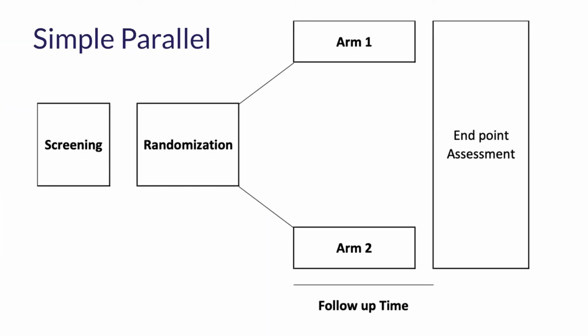So the most common design is a simple parallel design, where you have a screening phase followed by randomization to treatment arm 1 and treatment arm 2. This could, of course, be a surgical intervention, a device, a behavioral intervention, but you just have 2 treatment arms. You have follow-up time, and you have your final endpoint assessment.